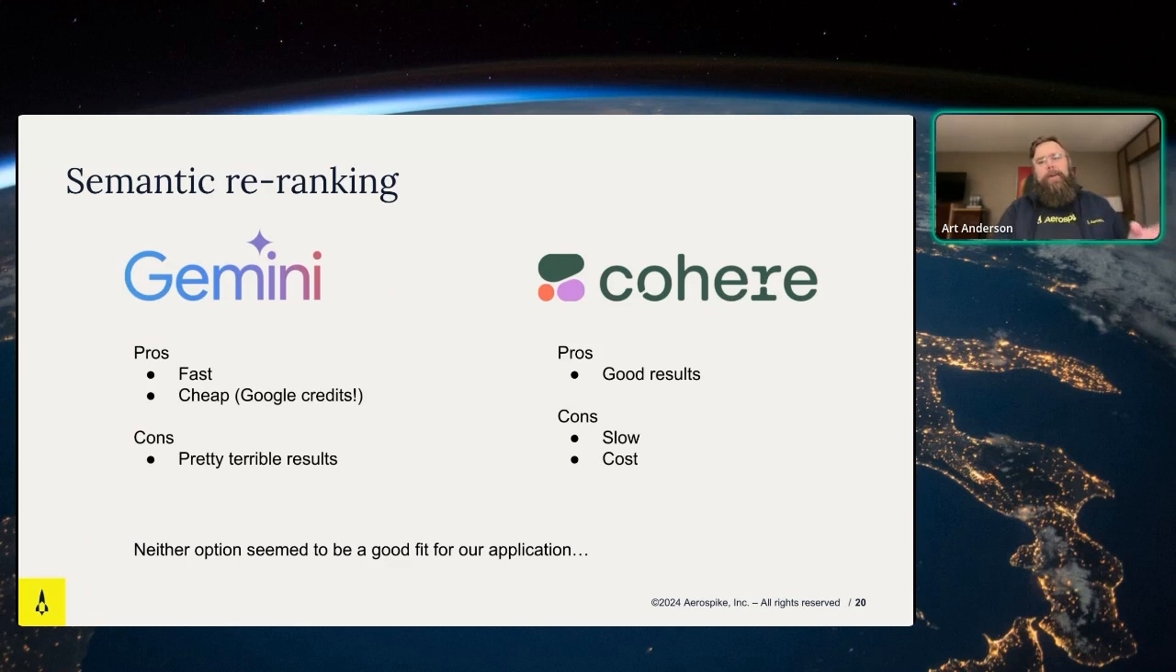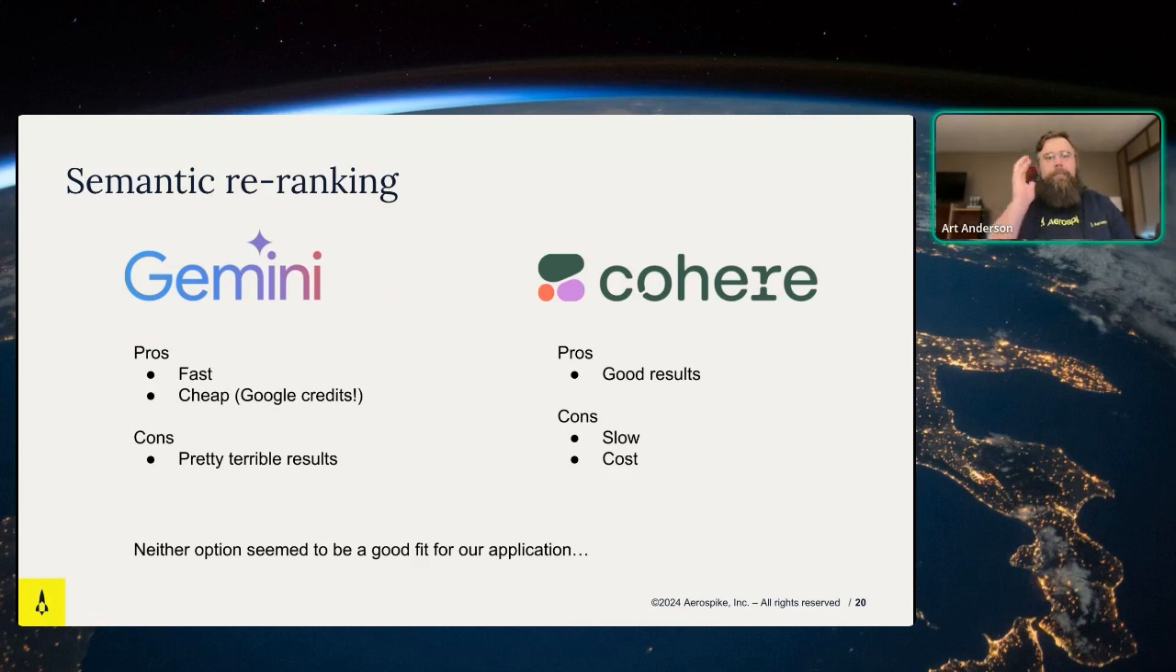So we tried two things. We used Gemini because we're already using that for our embeddings. The pros: it was fast and cheap, because, again, Google credits. But the cons: it was really bad results. We would get our keyword ranking results and our vector results, look at those individually and think, this looks awesome. And then we would put them together with the Gemini semantic re-ranking, and it was terrible. Wow, it totally flipped everything around in a way that just does not make sense.